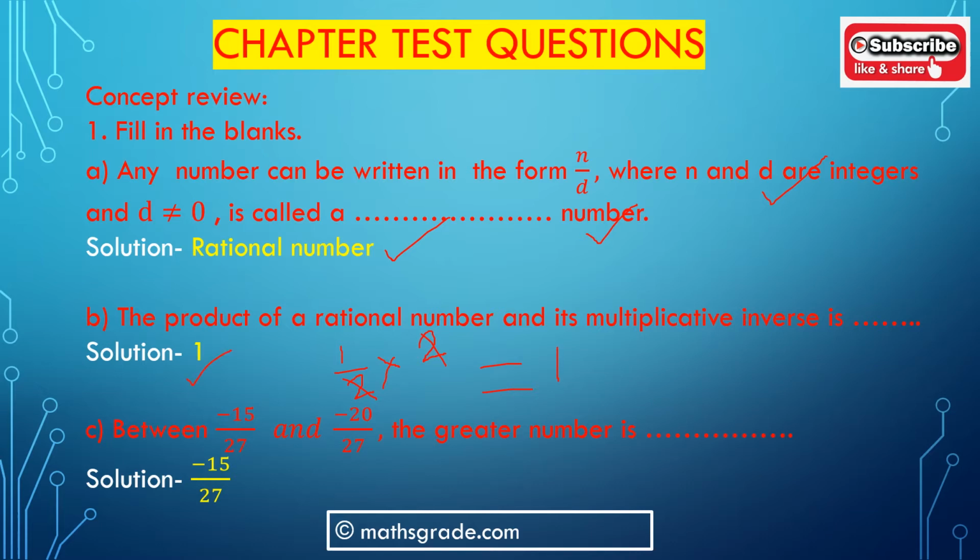C. Between minus 15 divided by 27 and minus 20 divided by 27, the greater number is dash. Here the denominator is 27, both have equal denominators. So when we compare rational numbers whose denominators are equal, we compare the numerators. Here minus 15 and minus 20 are both negative numbers, and we know minus 15 is greater than minus 20. So minus 15 divided by 27 is greater than minus 20 divided by 27. So the greater number is minus 15 divided by 27.